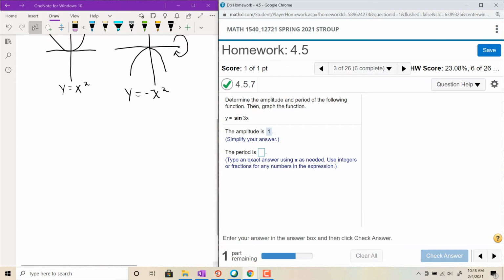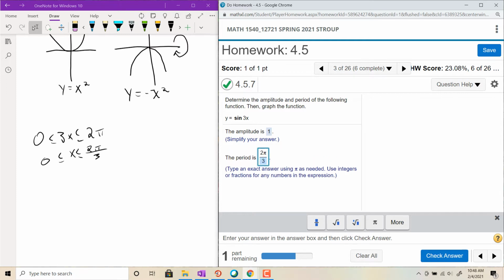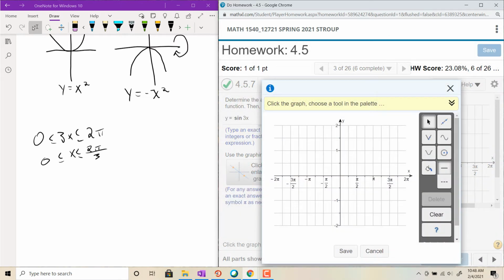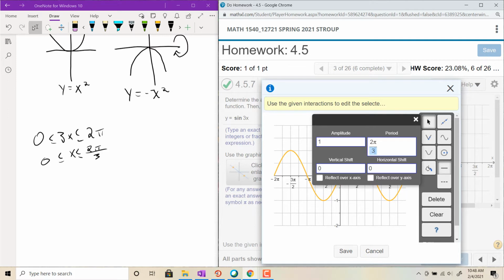The period, you're always taking the guts of the sine function and wedging it in between 0 and 2 pi. The book probably gives you a formula for it. It's just 2 pi over b. But I like to use certain methods when I do mine. So anyways, 2 pi divided by 3. And then they want you to graph the thing. So what do we have? This is a sine function. Amplitude's 1, and then the period is different, so it's 2 pi over 3. There's no shifts. Okay, so save that guy.